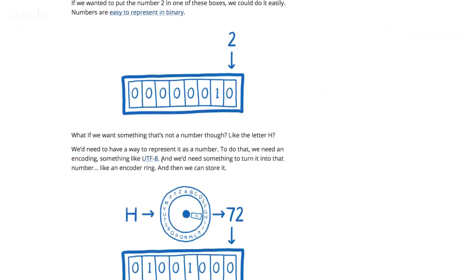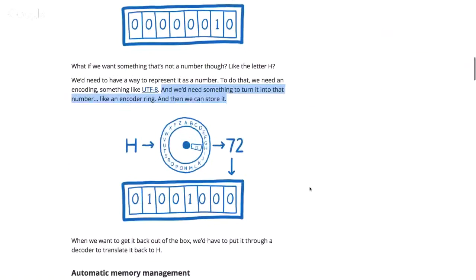We need something to turn it into that number, like an encoding ring, and then we can store it. To convert that letter to a number, we need an encoder like UTF-8. So we could use an encoder ring, and then the converted one can be stored. In this case, a simple dial is being used.